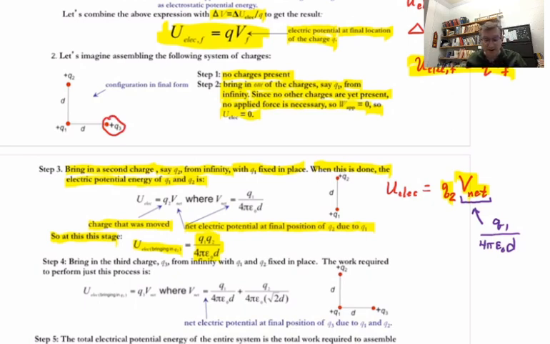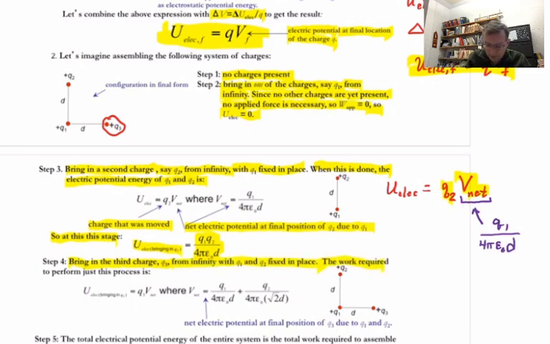Also a distance little d from particle 1. And we'll have to do work to get particle 3 to do this, because they're all positive charges, and so it's not going to want to do it, and we're going to have to drag particle 3 in. And that's going to add more energy. Okay? All right, so step 4 then. We're bringing in the third charge, Q3, from infinity, with Q1 and Q2 fixed in place.